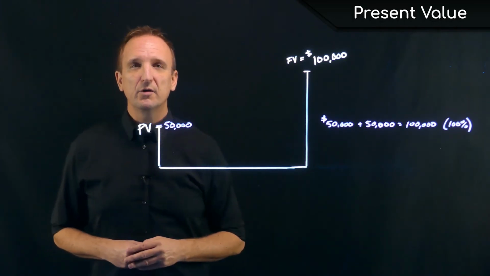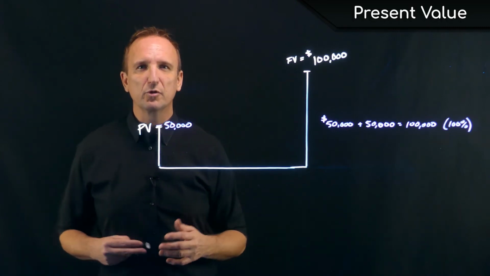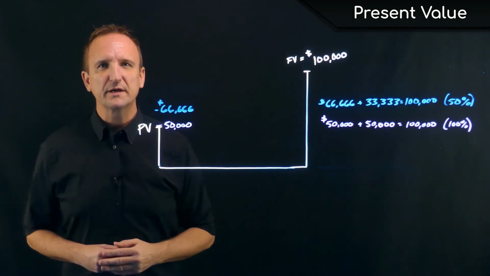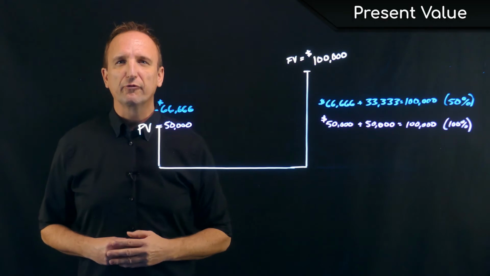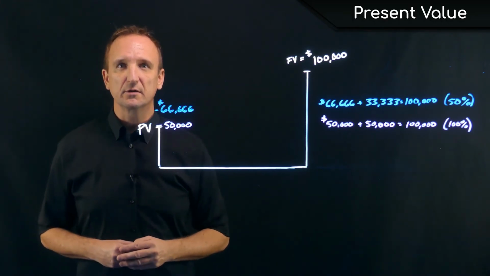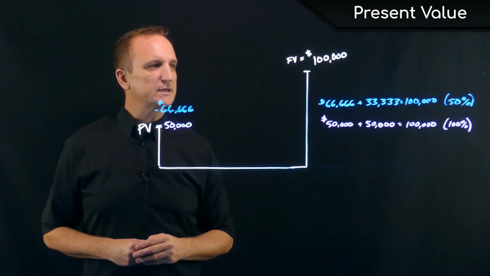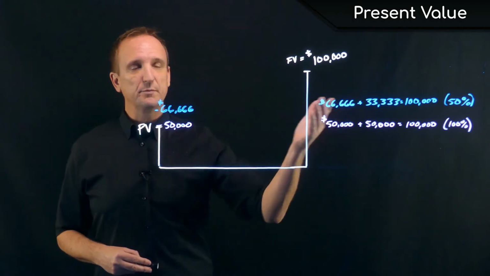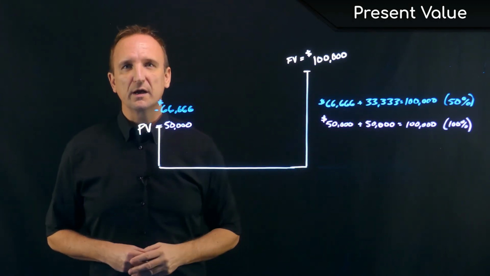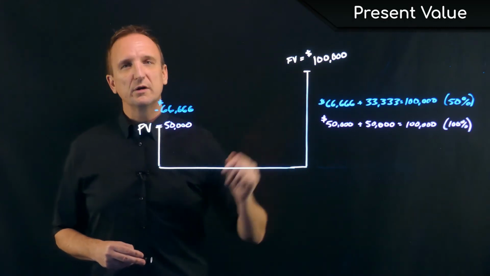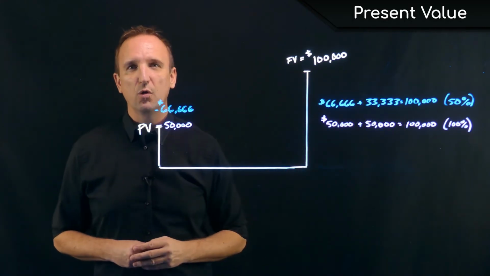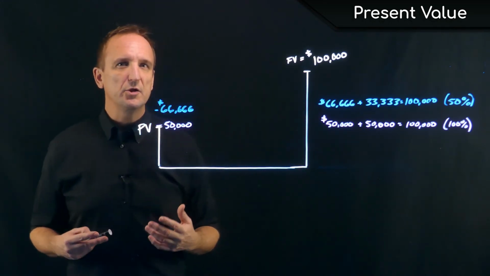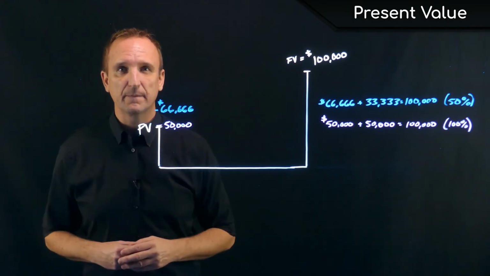Let's say that you didn't require a 100% return or double your money, but you wanted to make 50% on your money. If you wanted to make 50% on your money, that means you'd be willing to loan your friend $66,666. You would loan them the $66,666. They would repay you that plus $33,333, which is 50%, for a total of $100,000. In other words, $100,000 discounted back 1 year at 50% is $66,666.